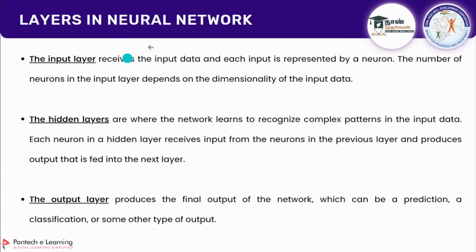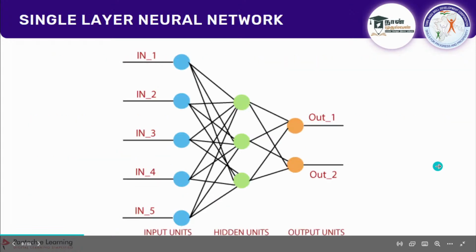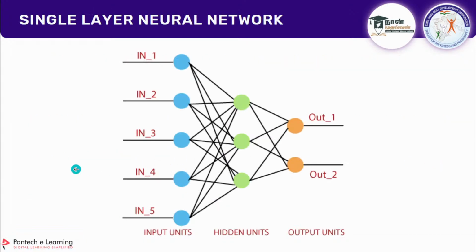Regarding the input layer, it receives data from the user. The hidden layers are where the network learns to recognize complex patterns in the input data. Each neuron in the hidden layer receives input from the neurons in the previous layer and produces output to the next layer. Finally, the output layer gives you the output, whether it is a prediction or classification. So is it clear guys till now regarding the introduction of neuron and neural network? Can we go a little bit deeper inside?